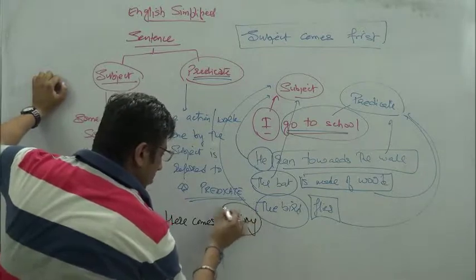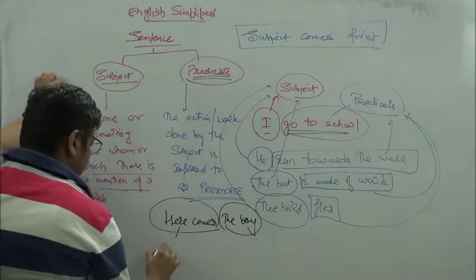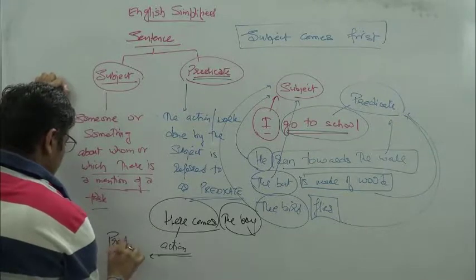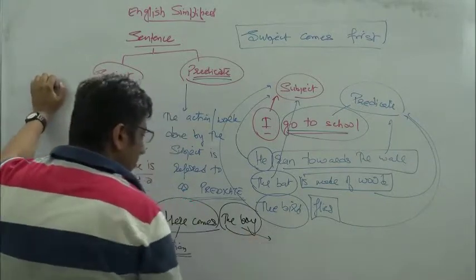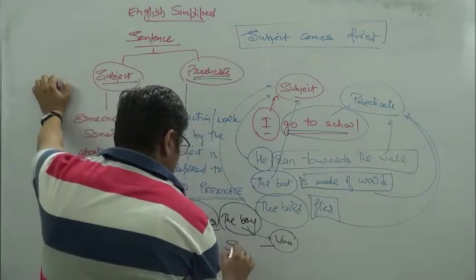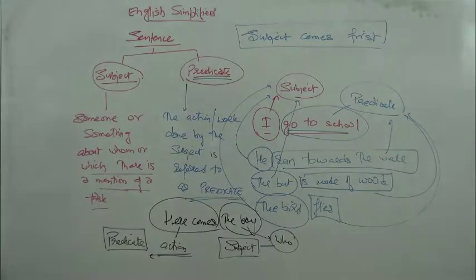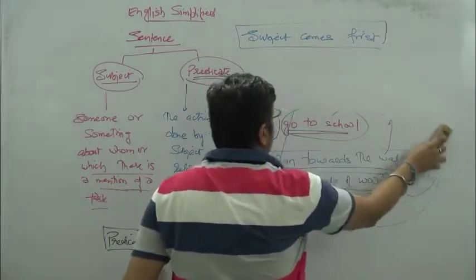Who's coming? The boy is coming. What is he doing? He is coming. Here comes the boy. So the action is coming before, but it is still the act. So that is referred to as predicate. Who's performing the action? It's the boy who is performing the action, and that becomes subject here. Is it okay?